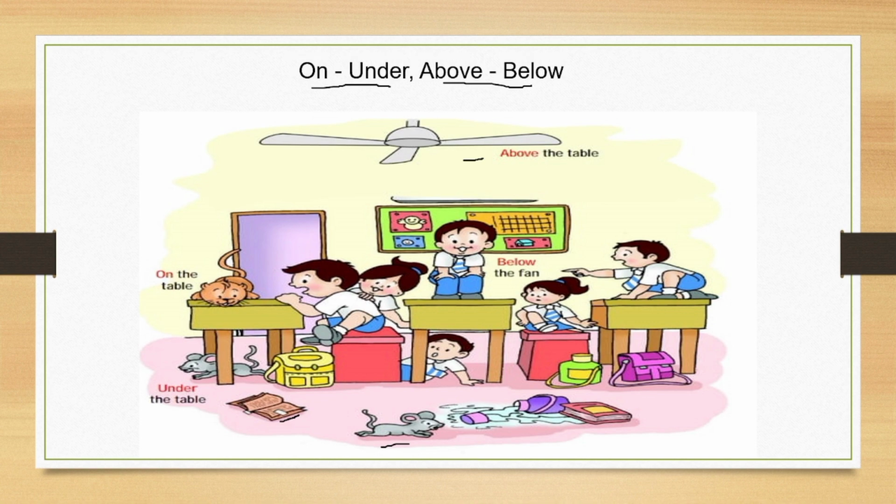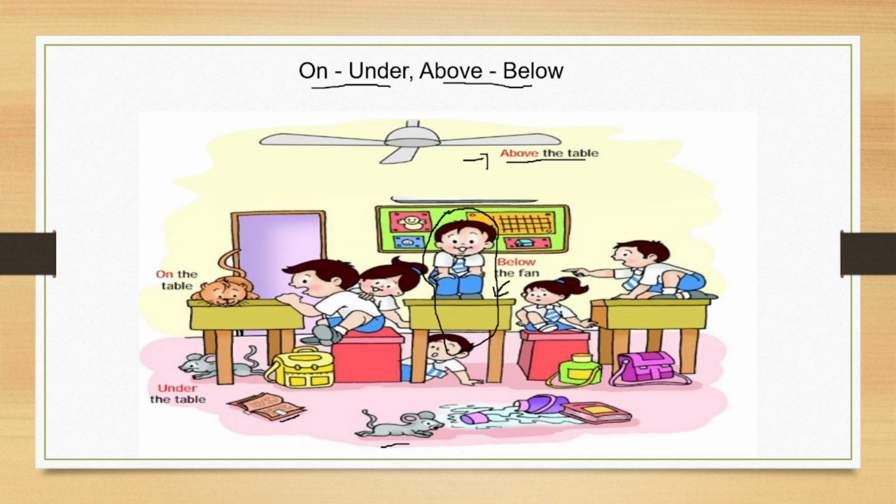So, where is the fan? This is our fan, and where is the fan? We can tell that the fan is above the table. Here is our table, and the fan is above the table. Now, where is the child standing? This child, okay. Where is this child standing? The child is below the fan. The child is below the fan.